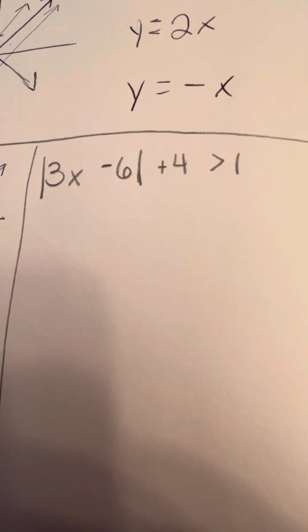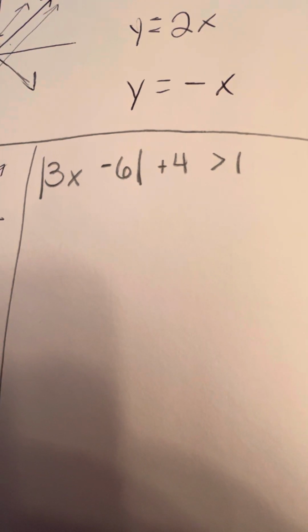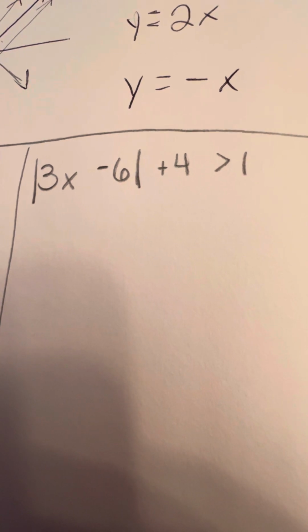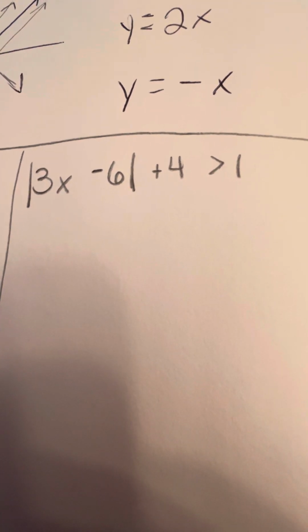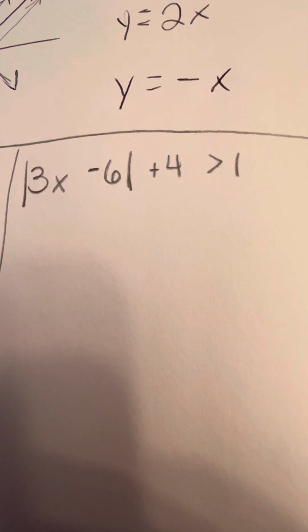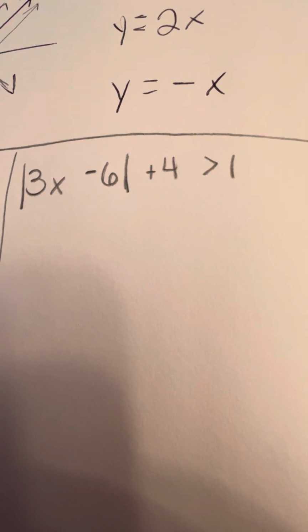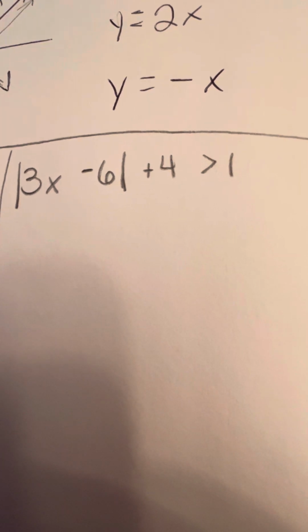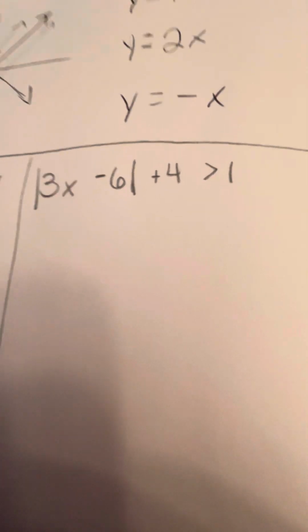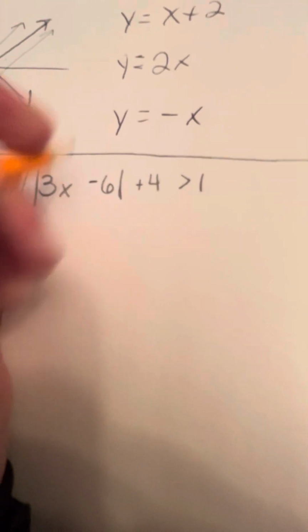All right, let's do a video on absolute value with inequalities. So we have this problem: the absolute value of 3x minus 6, plus 4, which is greater than 1. The first thing we can do is move that 4 over to the other side so that we can simplify this a little bit more. And then we'll go through the next step. So we're going to subtract 4 on both sides.